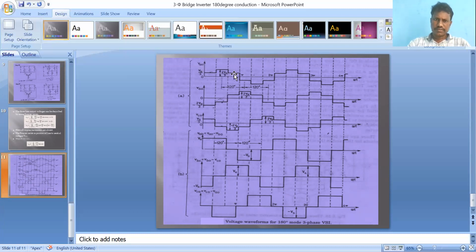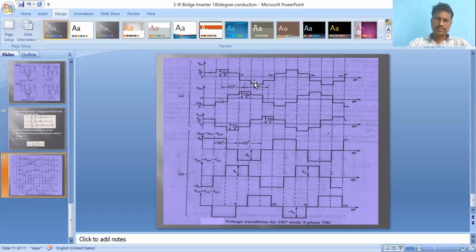Then 120 to 180 degrees, we are getting Va0 is plus Vdc by 3, Vb0 is equal to plus Vdc by 3, and Vc0 is equal to minus 2 Vdc by 3. Then 180 to 240: Va0 minus Vdc by 3, Vb0 plus 2 Vdc by 3, Vc0 minus Vdc by 3. Then another 60 degrees interval: Va0 is equal to minus 2 Vdc by 3, Vb0 is equal to plus Vdc by 3, Vc0 is equal to plus Vdc by 3. Another 60 degrees interval: Va0 is equal to minus Vdc by 3, Vb0 minus Vdc by 3, Vc0 plus 2 Vdc by 3.